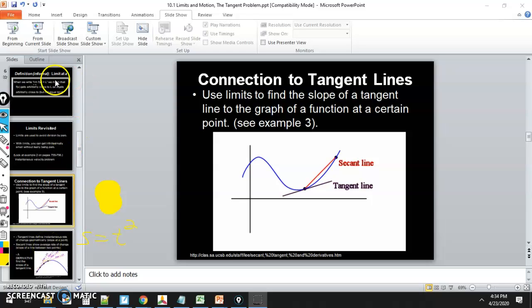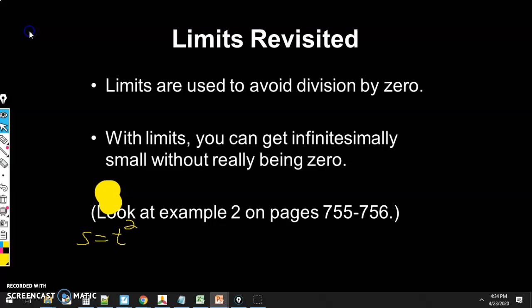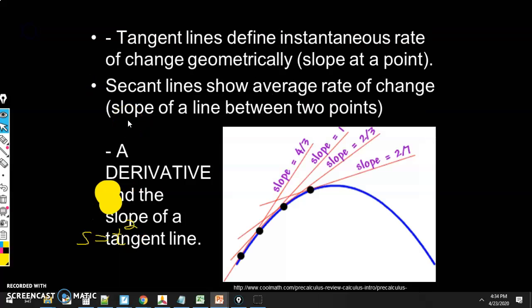So let's look at this a little bit further. Next slide. There we go. All right, let me get rid of this junk. There we go. That's basically what I just said there.